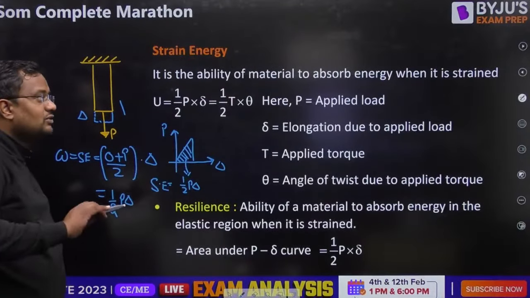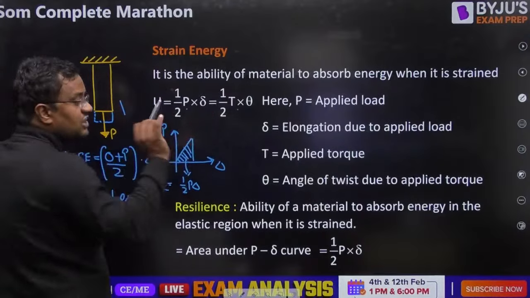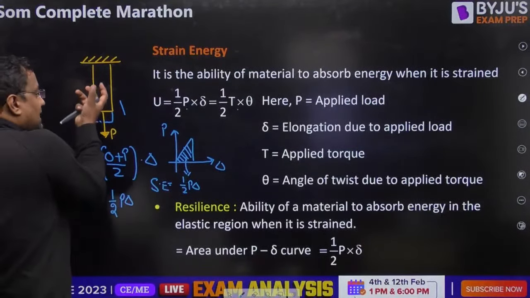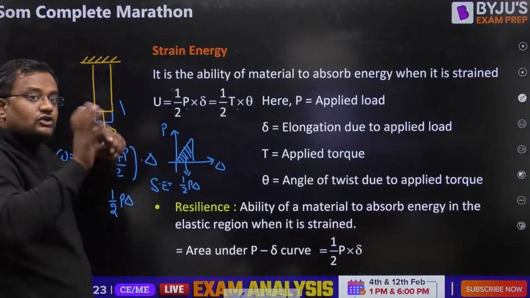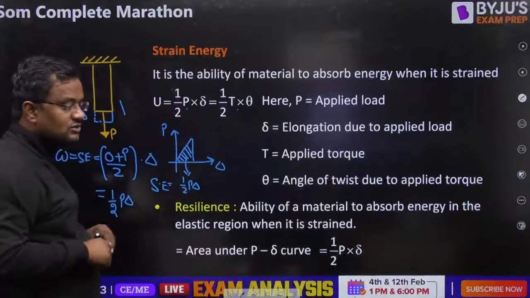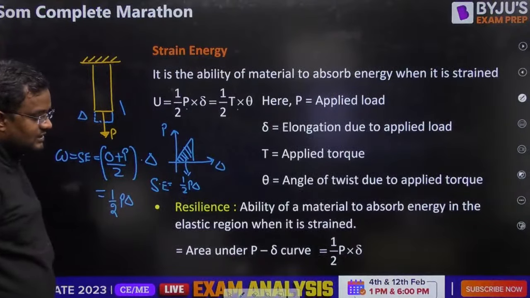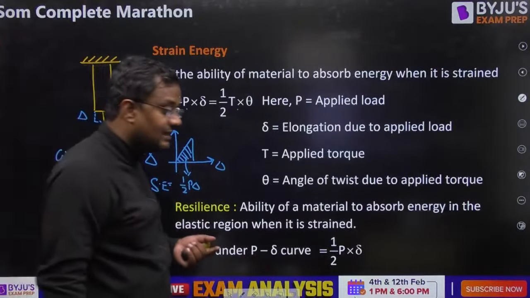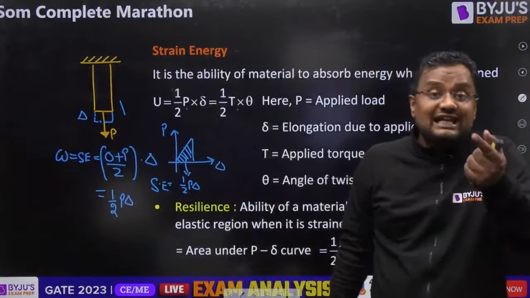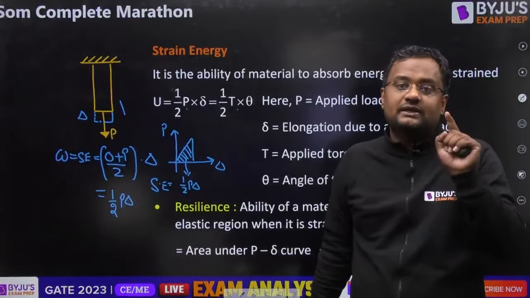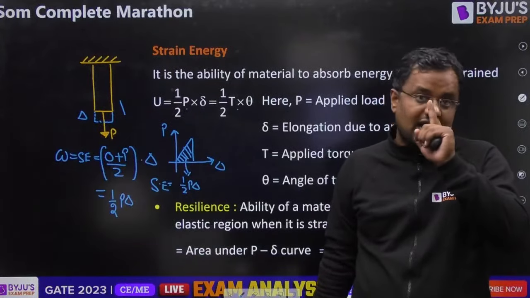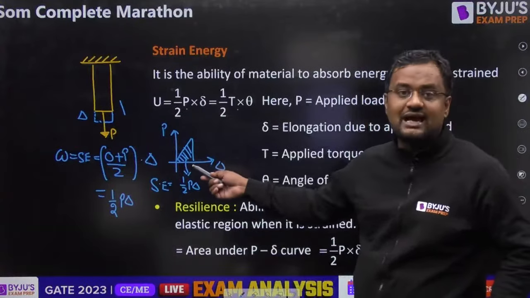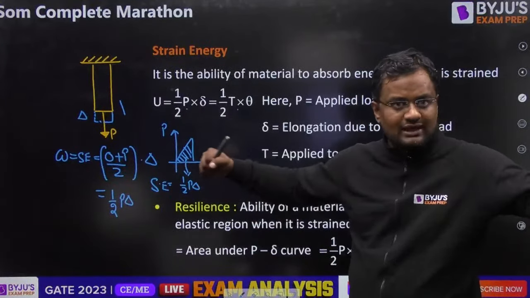Similarly, in torsion it will be half T into theta. Here it is half P into delta. In torsion, instead of P it will be torque, and instead of delta it will be twist. In an axially loaded bar, with P there will be delta. In torsion, with T there will be phi, the twist. So there will be half T theta. That is resilience also. A more resilient material will be good for springing action. Bikes and shock absorbers of a car should be made of materials having a large area, because larger area means it can absorb more energy and release it.